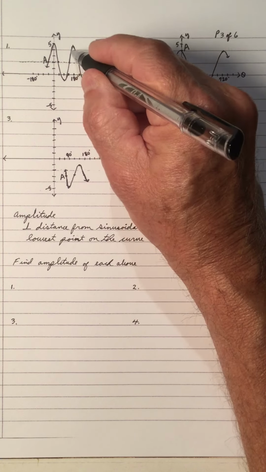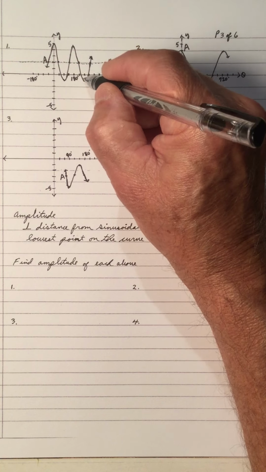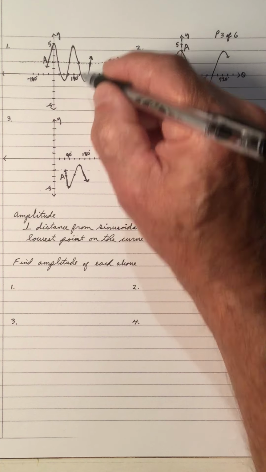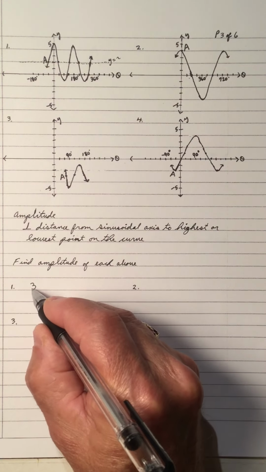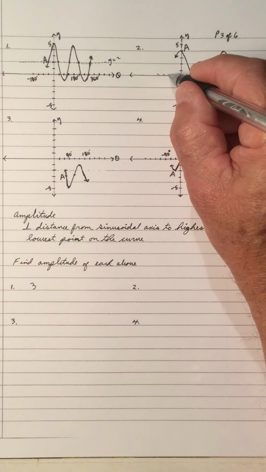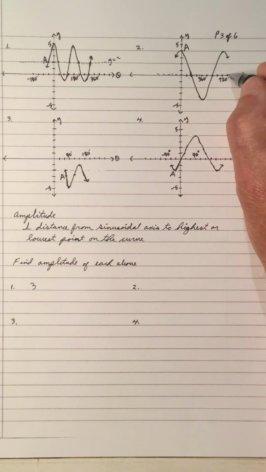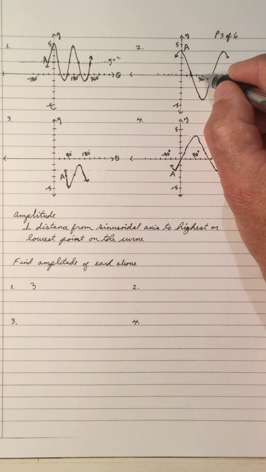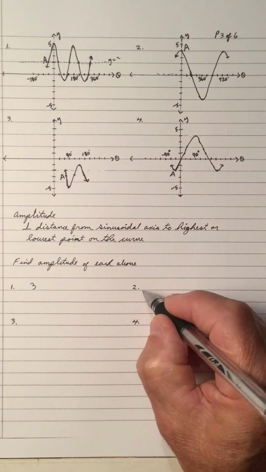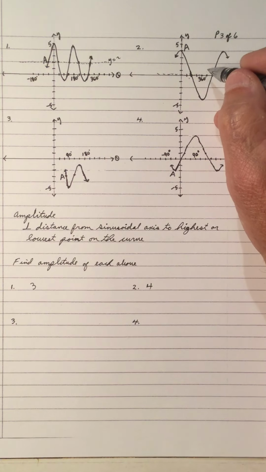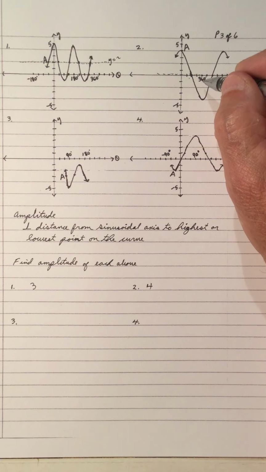So the amplitude is 3 up, or it's 3 down. From 2 to negative 1 is a 3. So the amplitude is 3. The sinusoidal axis is 0 here, and the height from here to here is a 4. Even though it's going down, it's a 4. The amplitude is always positive.